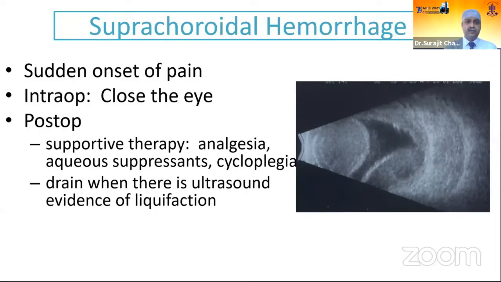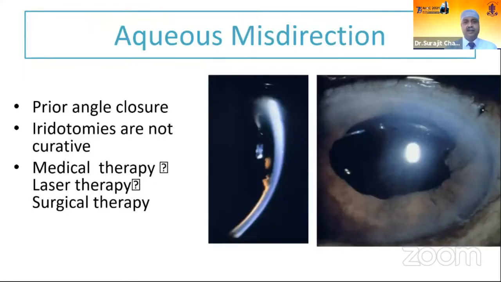If there is sudden onset of pain intraoperatively, you need to close the eye, close the incision immediately. And if it happens in the postoperative period, for example after suture removal, supportive therapy, analgesia, aqueous suppressants, and cycloplegia are administered, and drain when there is ultrasound evidence of liquefaction, because if there is active bleeding, it may recur and can cause a dangerous suprachoroidal hemorrhage.